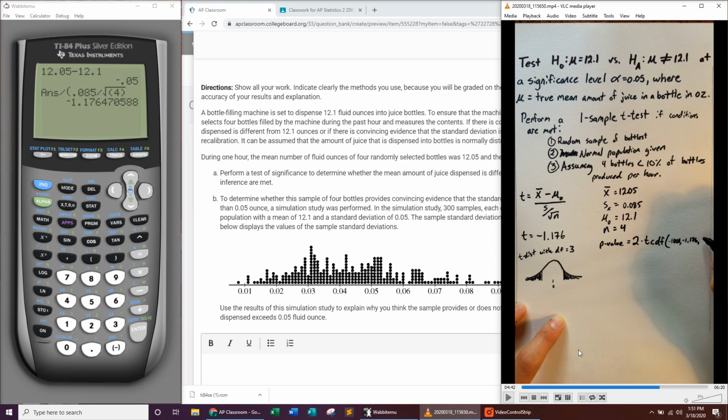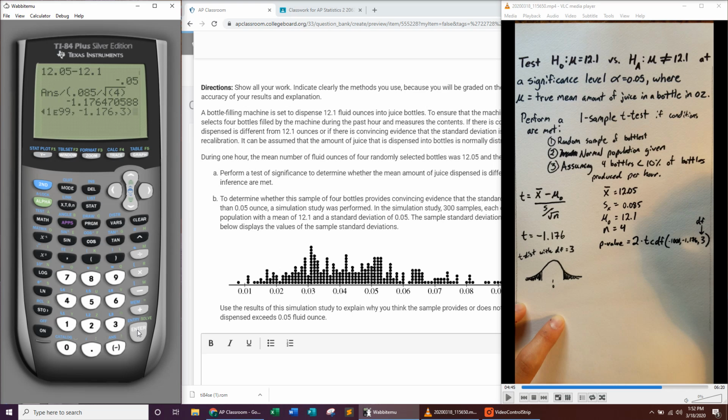We can actually calculate the p-value by doing t-CDF. So because it's a two-sided test, we're going to need to double whatever we get from t-CDF. All right, so in my calculator, I'm going to go ahead and go to our t-CDF. We're going from negative big number all the way up to this point here, which is our t-score of negative 1.176. Our degrees of freedom, remember degrees of freedom is the sample size minus 1, so we're working with the degrees of freedom of 3.